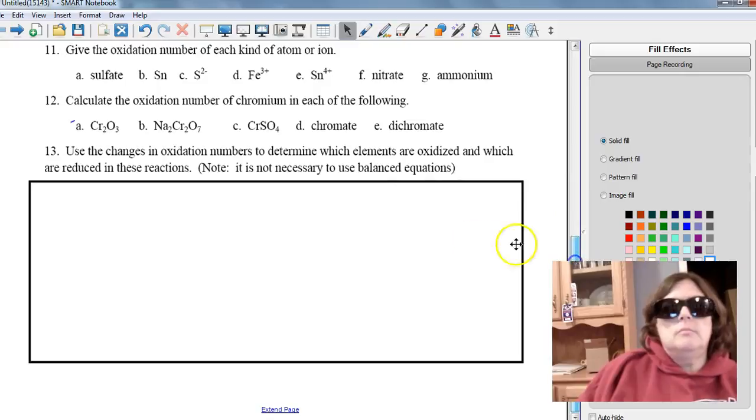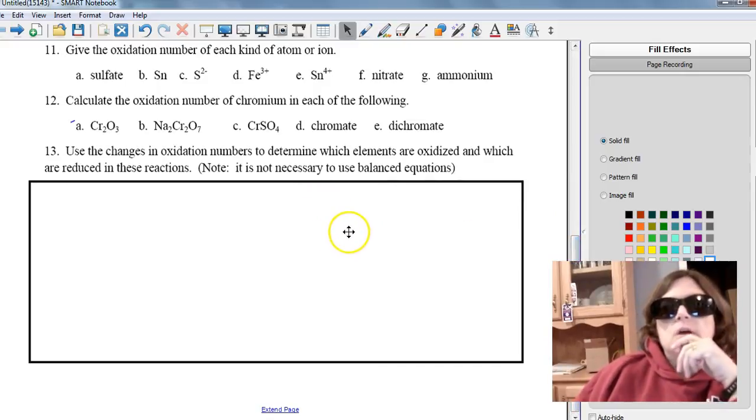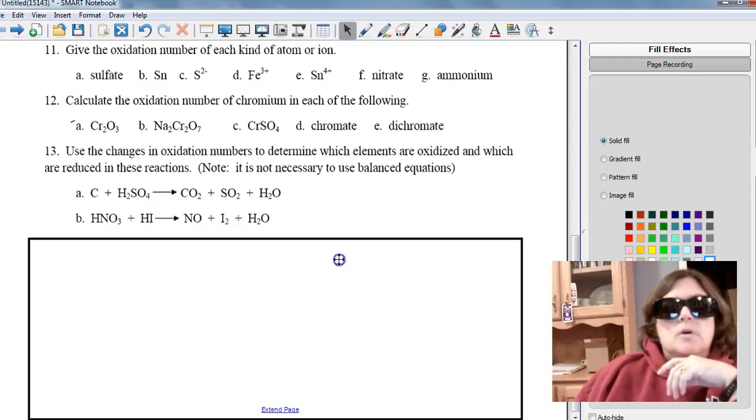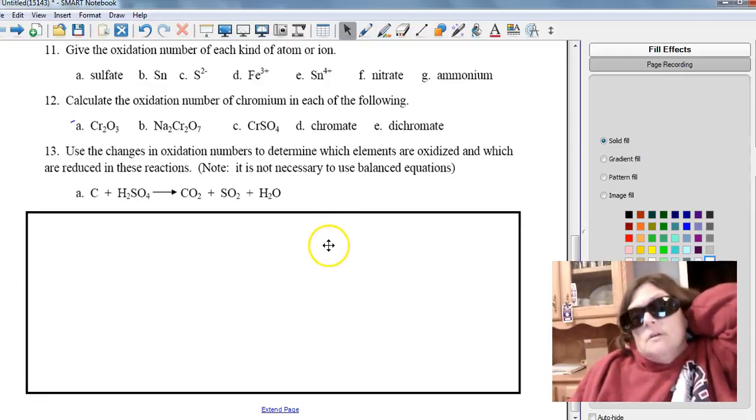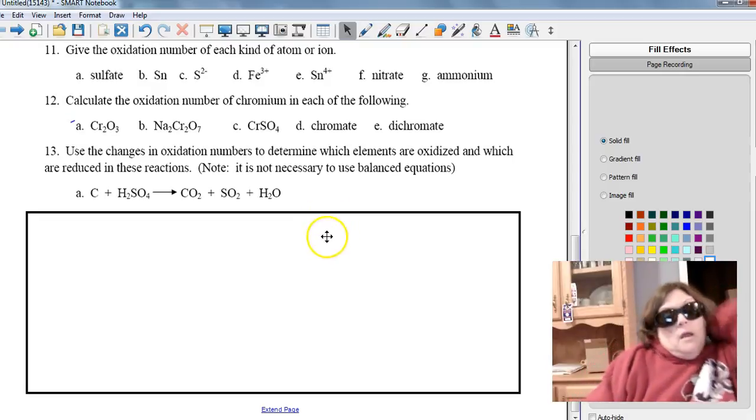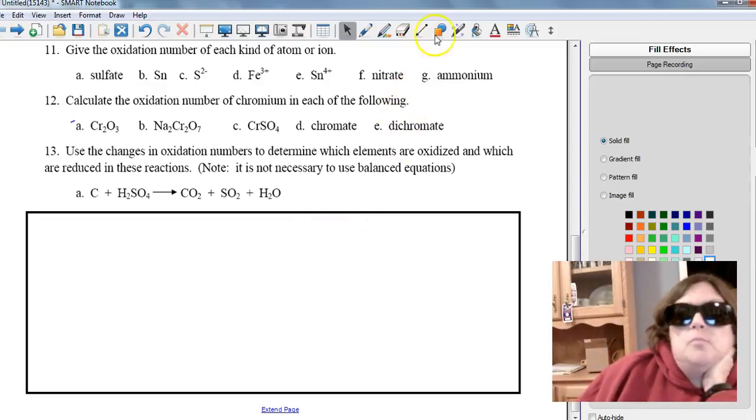Now, use changes in oxidation numbers to determine what is being oxidized and reduced. Okay, we're not going to worry about balancing, it says. We can, though, and I might go ahead and do that just for good practice.